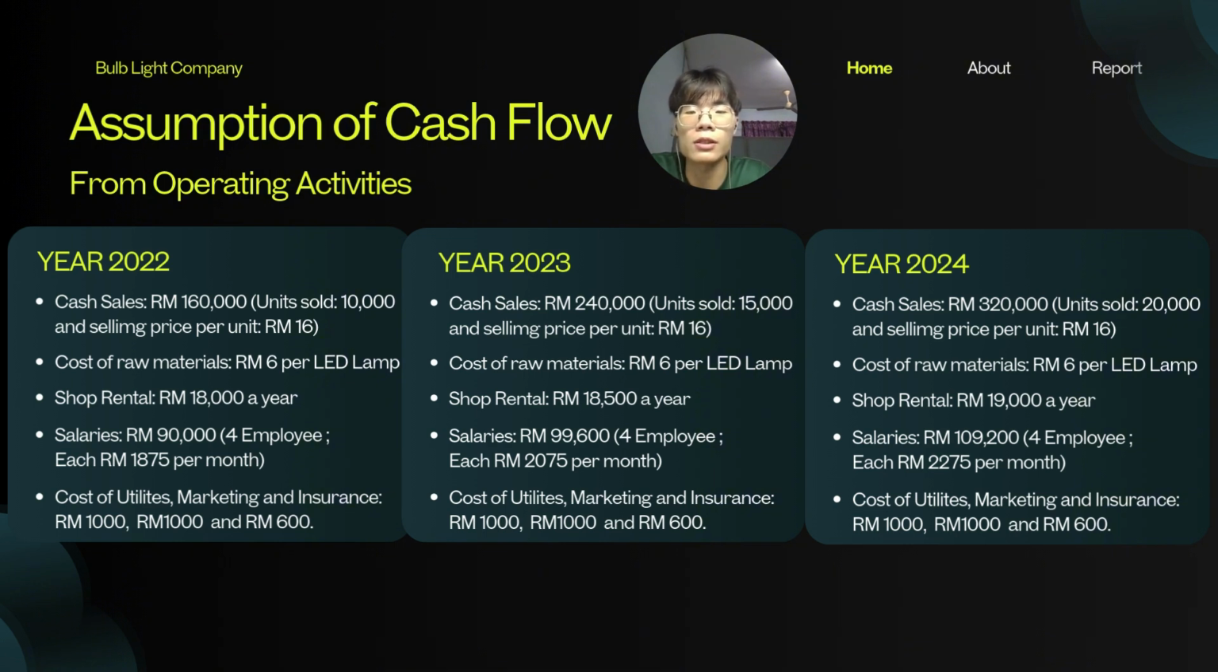After that, on the cost side, our raw material cost is fixed at 6 ringgit per unit, with annual increments factored in. For example, our shop rental starts at 18,000 ringgit but increases by 500 ringgit annually to account for inflation. Then our company has about 4 staff members. Their base salary starts at 1,875 ringgit per month, totaling 90,000 ringgit in the first year. We also included a yearly salary increment of 200 ringgit per employee to ensure staff retention.